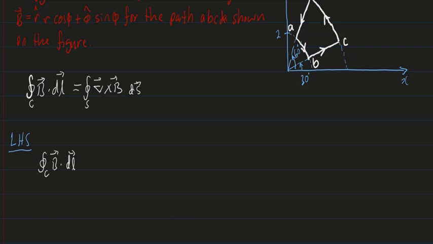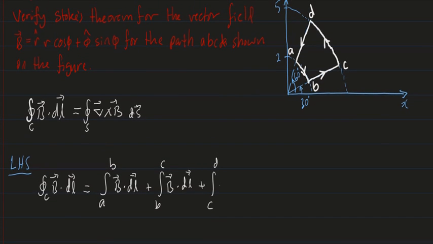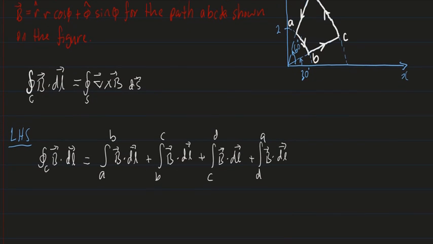So this is equal to the integration from A to B of B dot dl, plus the integration from B to C of B dot dl, plus the integration from C to D, where D is over here, of B dot dl, plus the integration from D to A of B dot dl. Okay, and this is B.